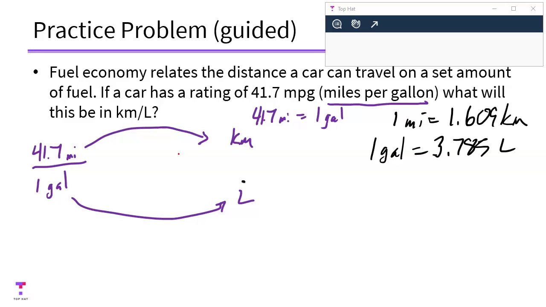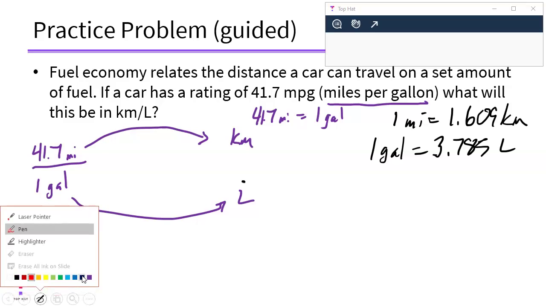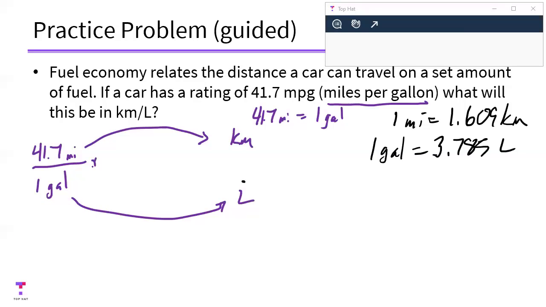All right, so we've got our two conversions now. Let's go ahead and solve. For the first one, I've got miles I'm turning into kilometers. So I've got miles in the numerator here, which means it needs to be in the denominator of my conversion so that they cancel. The numbers here, 1.609 to 1.